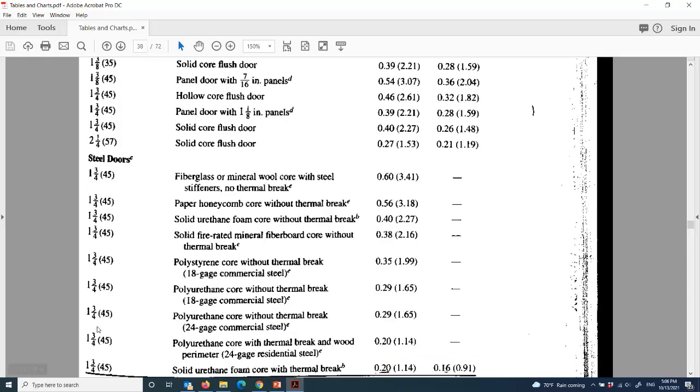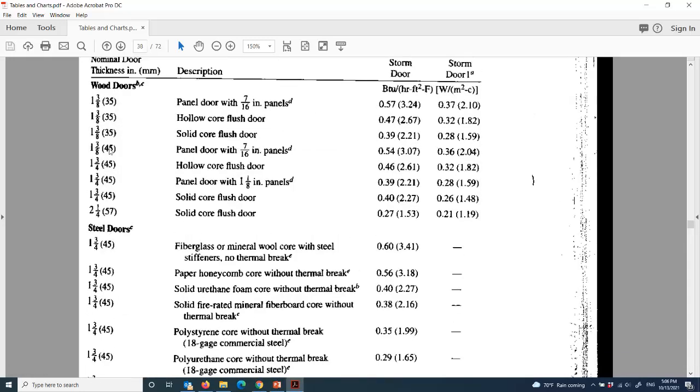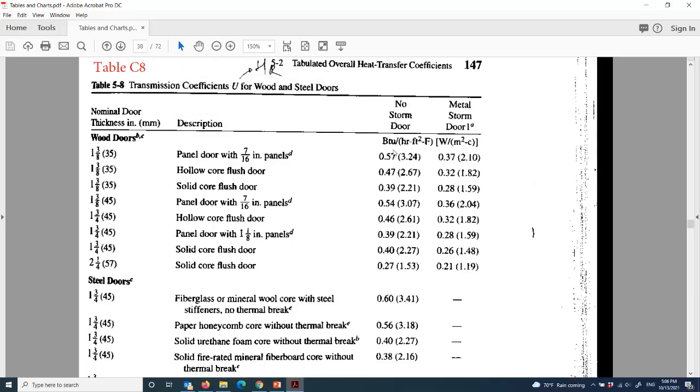So first you have to find your thickness. If the thickness is the same, then you need to know more about the door itself, like solid core or hollow core. And then you read if it has a storm door or not. So no storm door. This value, the English, and the one in parentheses is in SI. This is the English and that's the SI.